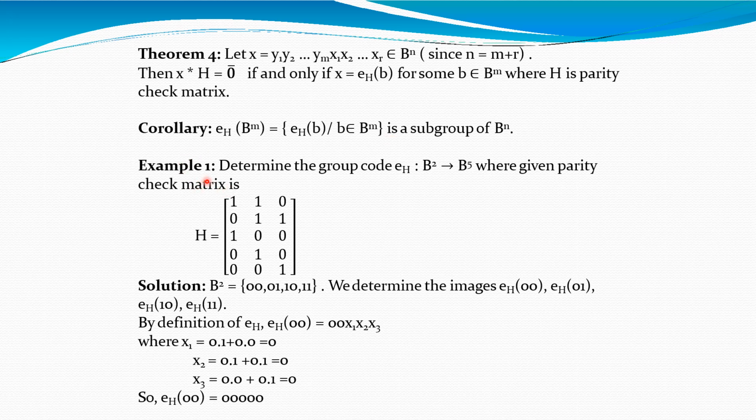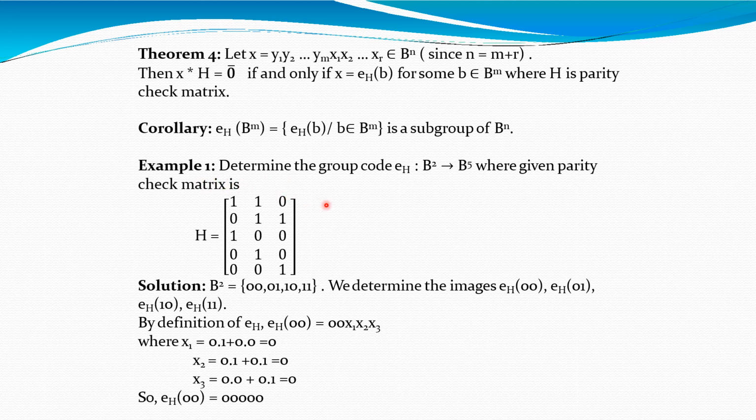Now the question is to determine the group code EH from B2 to B5, where the given parity check matrix is this matrix H. In this case the question is to find the group code, because EH is the encoding function for the parity check matrix, and by this corollary EH of B2 will be a subgroup of B5 and hence it must be a group code. So the question is to determine the group code.